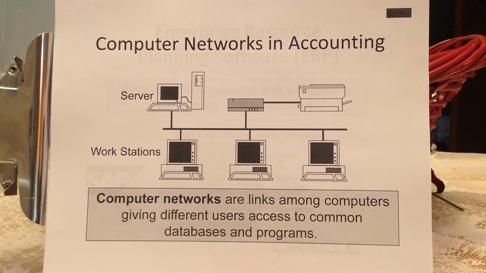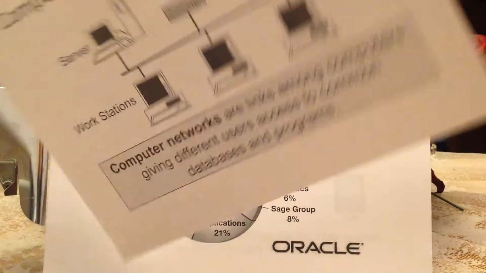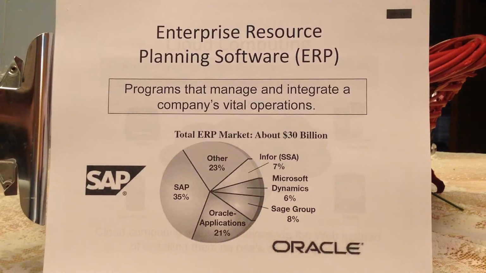Computer networks are links among computers, giving different users access to common databases and programs. So every time somebody goes into a program, everybody can go into the same program at the same time. They can't necessarily access the same data. Like for me, a tax return, I'm the only one that can be in that particular tax return at a time. If somebody else needs to get in it, they need to contact me and let me know, because it'll tell them that I'm in it, and then I can get out, and then they can go in. But only one. You don't want to have more than one person in the same account at the same time, because you could get corrupt data that way.